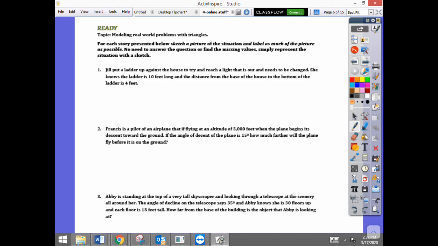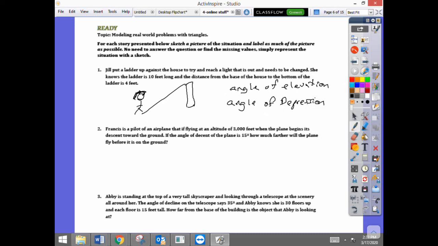So draw, I'm not going to draw all of it here, but draw Jill. This is what Jill looks like. That is totally what Jill looks like. There's a building there, a ladder. Kind of draw and then see if you can also maybe label, is there an angle of elevation? Where would that be? And an angle of depression. Where will that be?